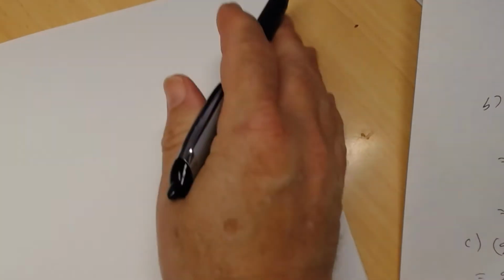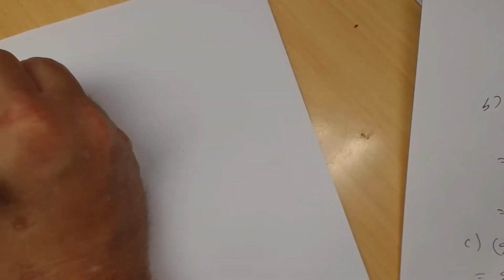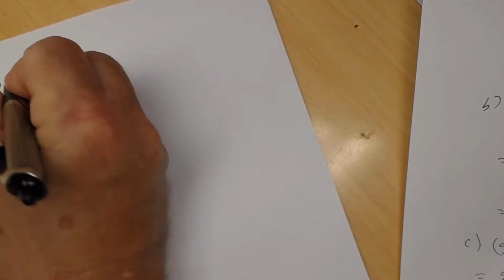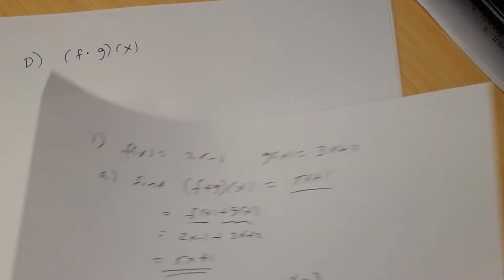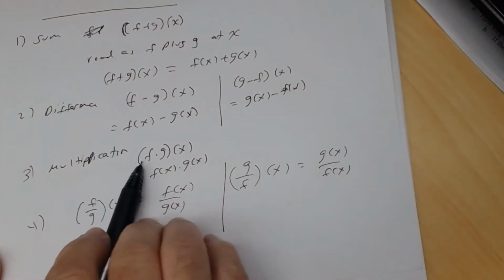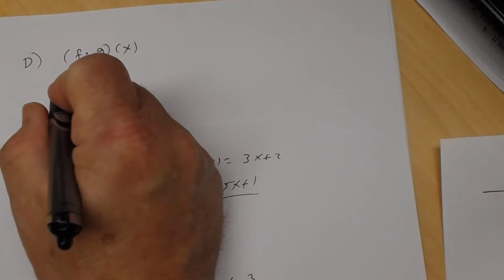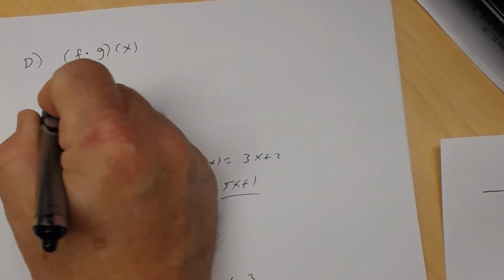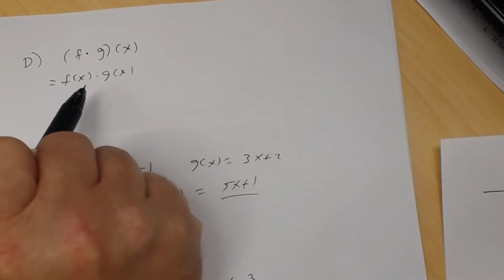Let's say d, you had f times g at x. Well, again, by definition, remember your definition. That means f of x times g of x. So we're going to say f times g of x is going to equal f of x times g of x. And now, this time you're multiplying.